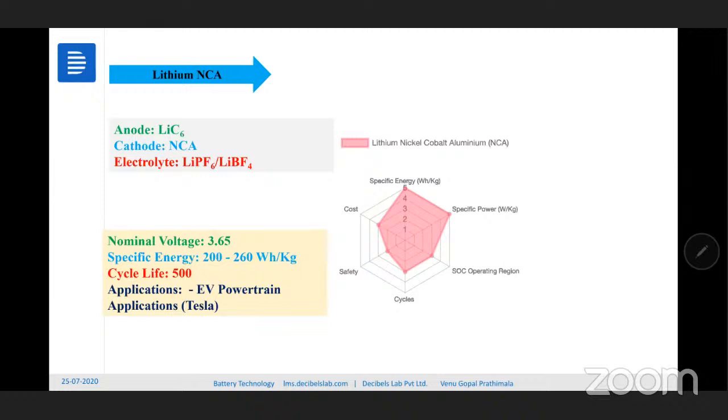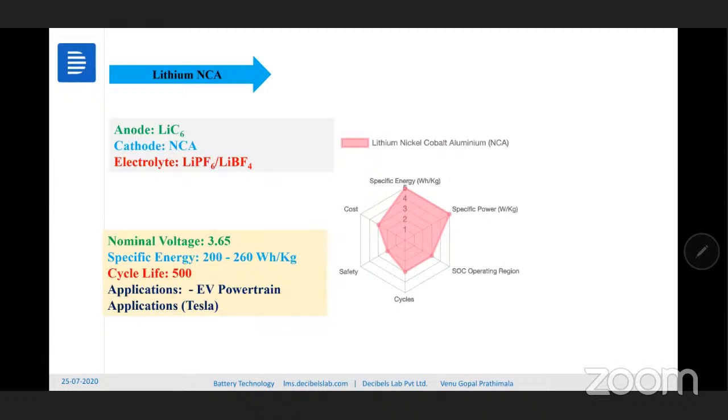But the disadvantage of this cell is that it has a very low cycle life, around 500. Again, I'm telling you it depends on the application and on the cell also, such as cell capacity, and on which application you are using it for. If you use it for mobile, it will have a separate cycle life, and if you use it for industrial applications, it will have a different cycle life. So the cycle life varies from application to application.